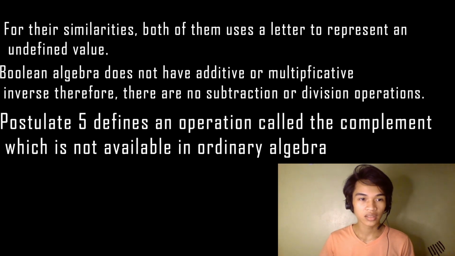For their similarities, both of them use a letter to represent an undefined value. Boolean algebra does not have additive or multiplicative inverse, therefore, there are no subtraction or division operations. Postulate 5 defines an operation called the complement, which is not available in ordinary algebra, but the closest to this one is the additive inverse.